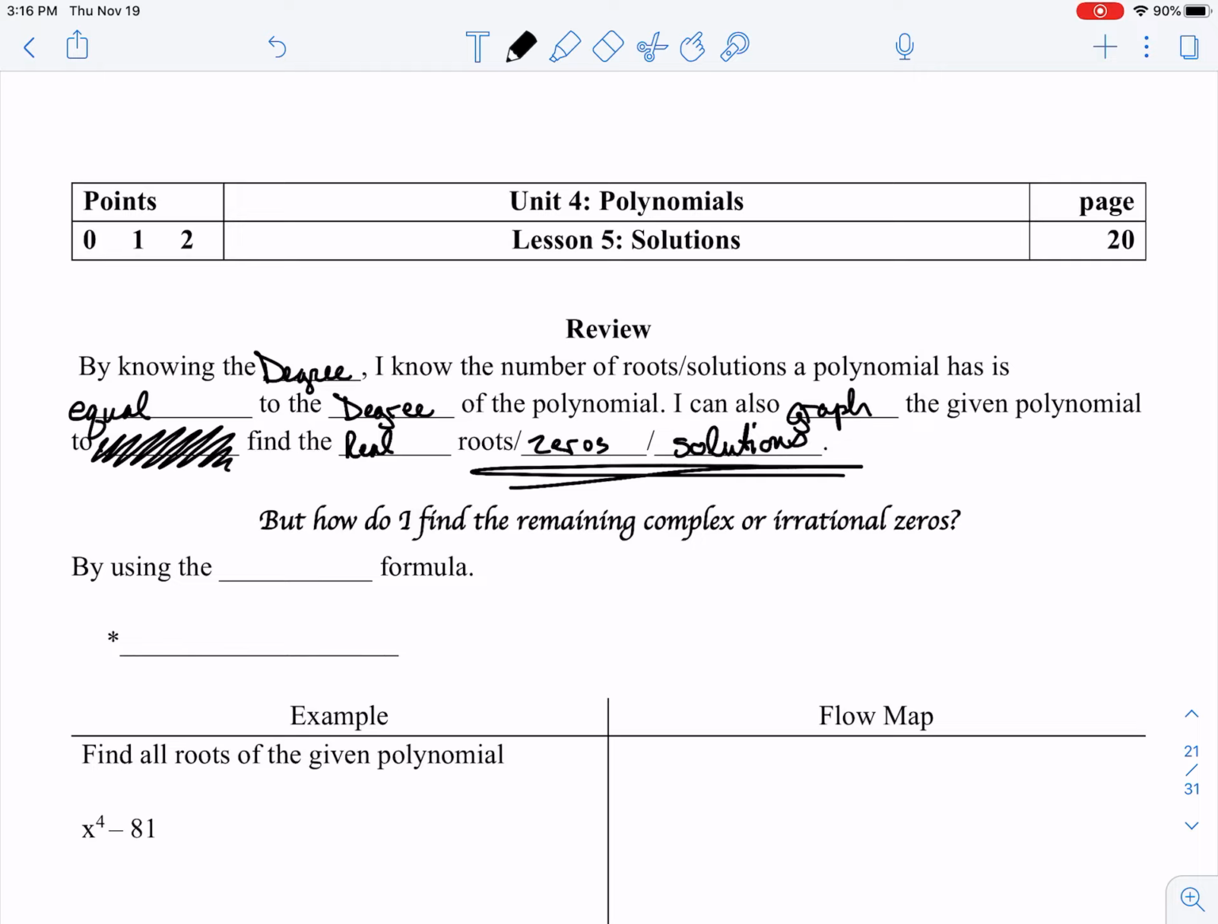So a couple of examples we've gone through, we can graph them and we can see a couple, but I've gotten emails saying, oh, well, the degree was 6 and I only saw 2 or 3 or 4 places where it crossed or touched the x-axis. Okay, so if that's the case, you're going to have complex zeros or irrational zeros.